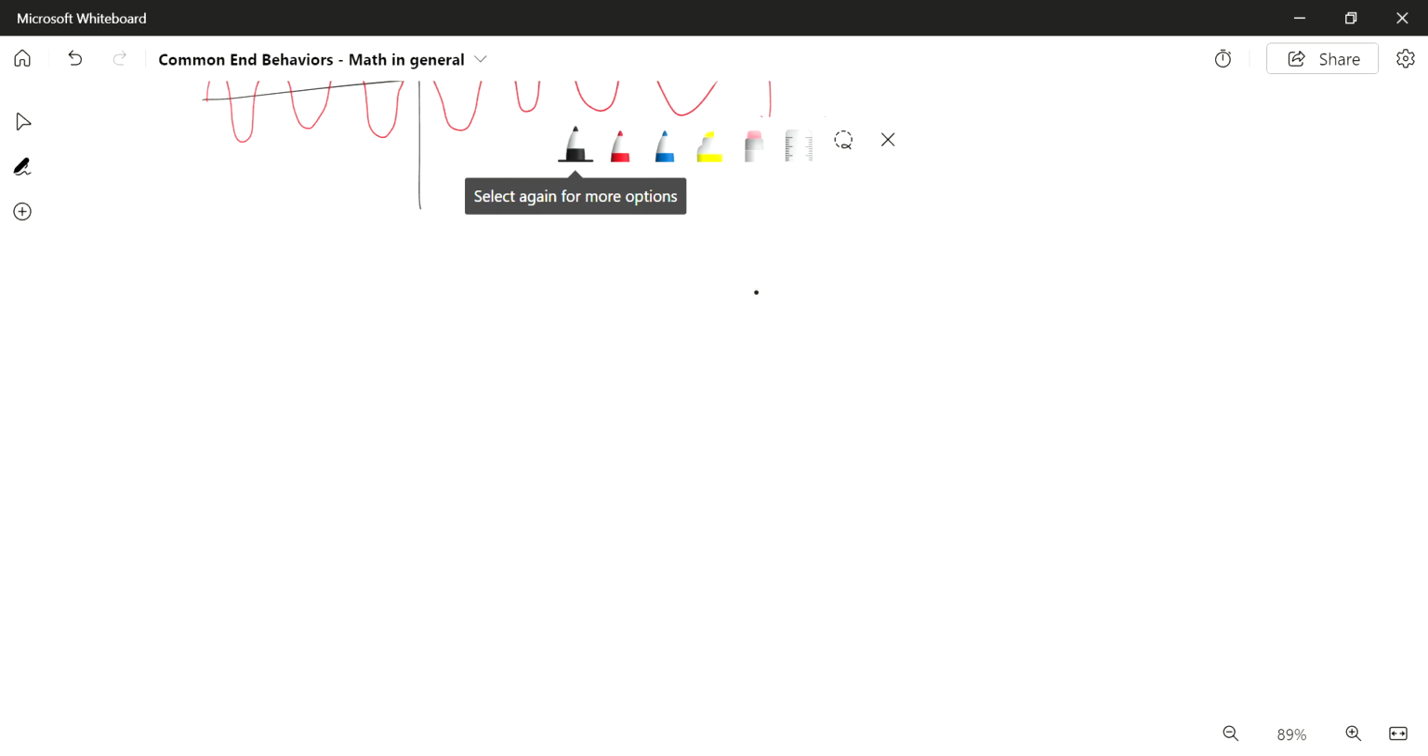This isn't exactly the case for inverse trig, well, at least for the arctangent function in inverse trig, but we'll get into that as we look at more inverse trig functions later on.